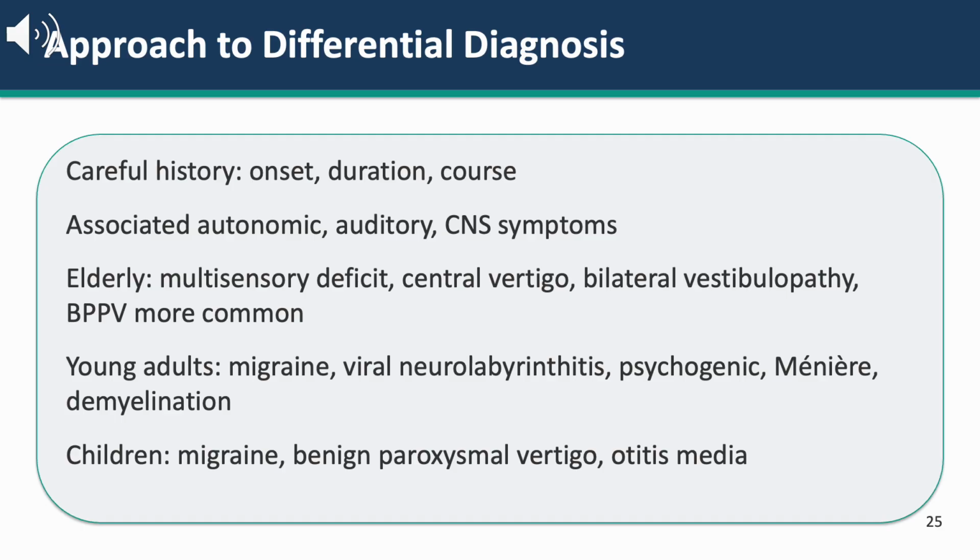A careful history, provocative testing, and detailed examination will allow distinction of the major categories of dizziness in most cases, and will often allow a specific etiologic diagnosis. Particular attention should be given to the onset, duration, and course of the vertigo, as well as any associated autonomic, auditory, or central nervous system signs and symptoms.